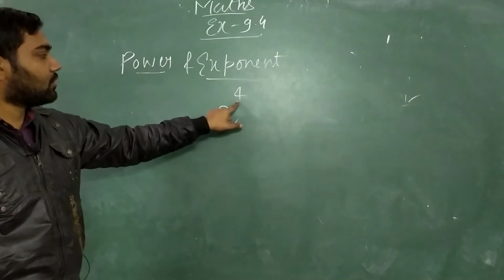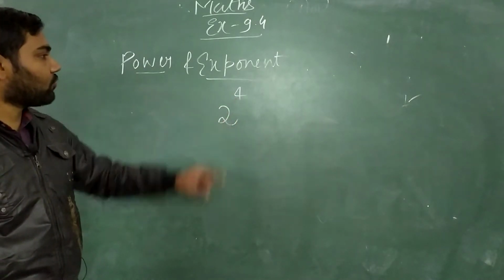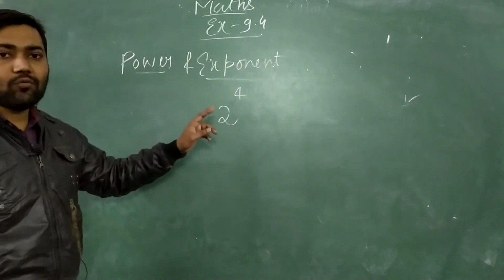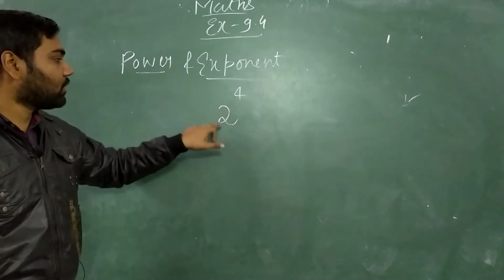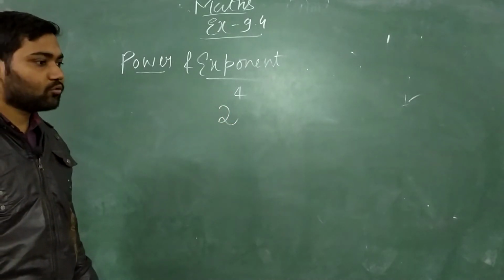We will write 2, and in superscript we will write 4. Superscript is the value which is written at the head of the number. This is known as superscript.